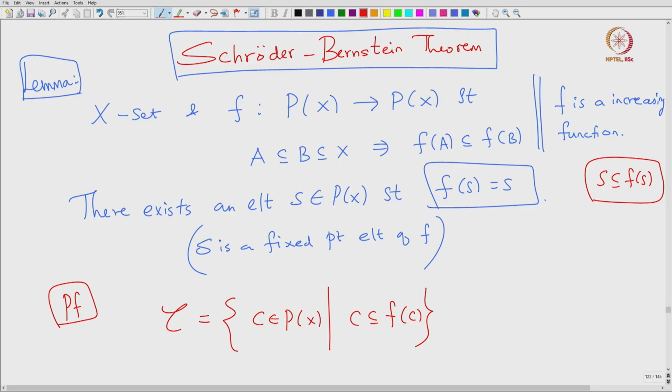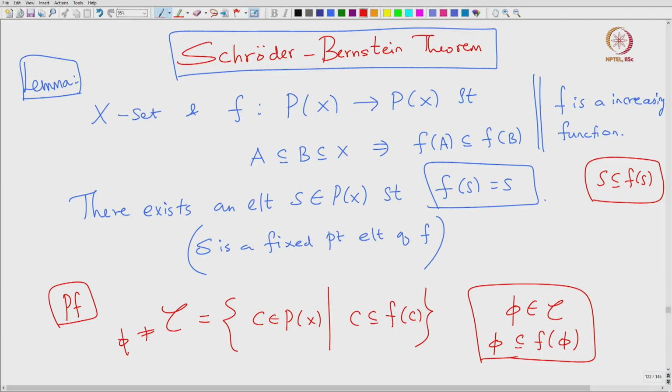So, now whenever we define such a collection, we need to verify why it is non-empty. It is easy to see that the empty set is in this collection, because empty set is going to be contained in f of empty. F of empty, whatever it is, it could be empty set, but definitely empty set will be contained in f of empty. So, that tells you that empty set is in this collection. So, this collection is indeed a non-empty collection.